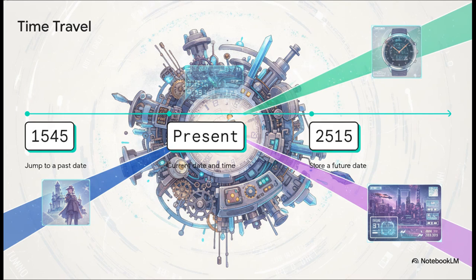Remember that time machine analogy I mentioned? Well, you aren't stuck in the present. By passing specific arguments into that constructor, you can jump literally anywhere you want on the timeline. You can jump way back to a random date, like December 2nd, 1545. Or you can fast forward way into the future, like January 31st, 2515. You just feed it the year, month, and day. And if you need to be incredibly precise, the exact hours, minutes, and seconds.